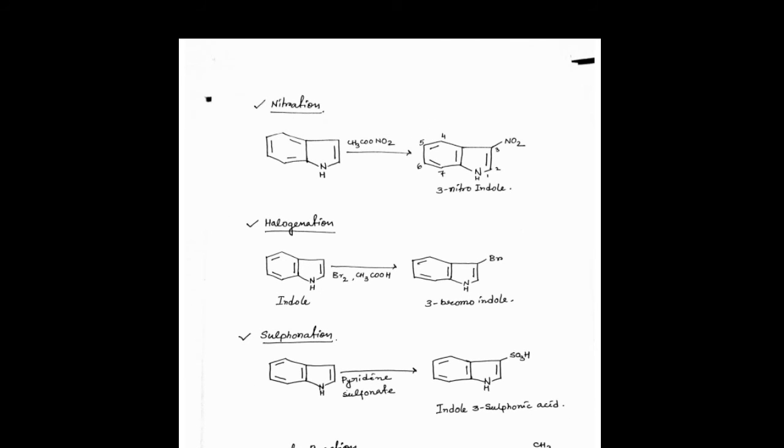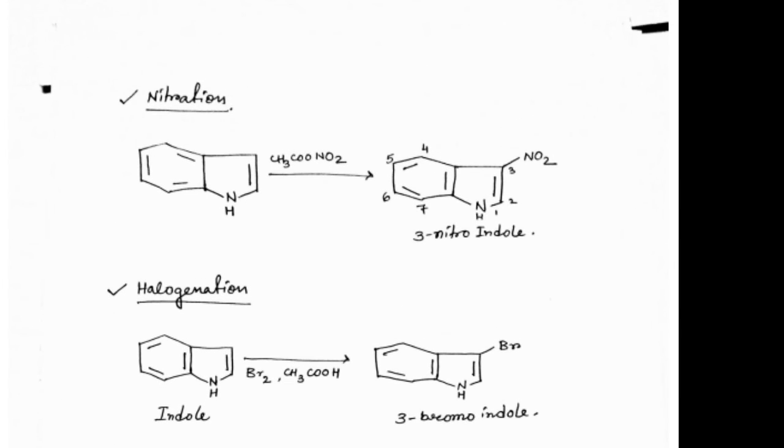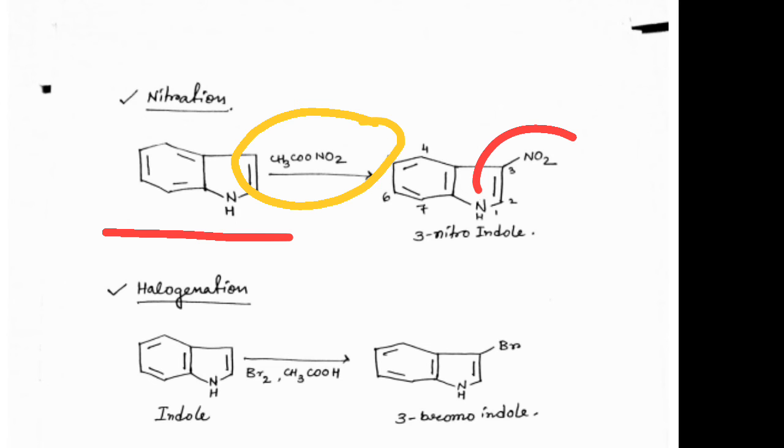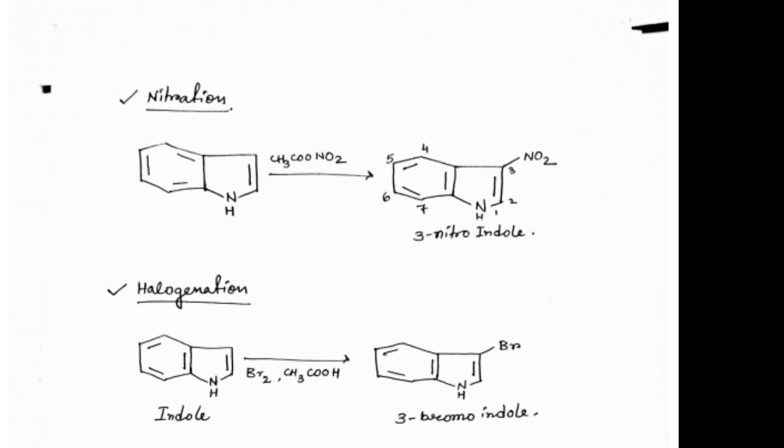Now, this is the reaction. At first, nitration. You see, this is your indole, and the reagent used for nitration is acetyl nitrate along with pyrrole. The position for electrophilic substitution, as I previously told, is position 3. So the nitro group will be attached at position 3, and the compound is 3-nitroindole. Now this is all about nitration.